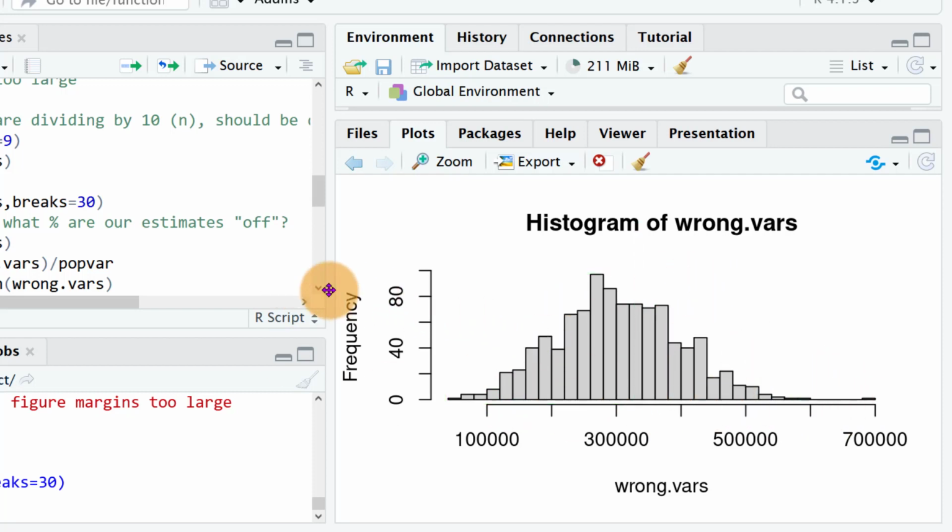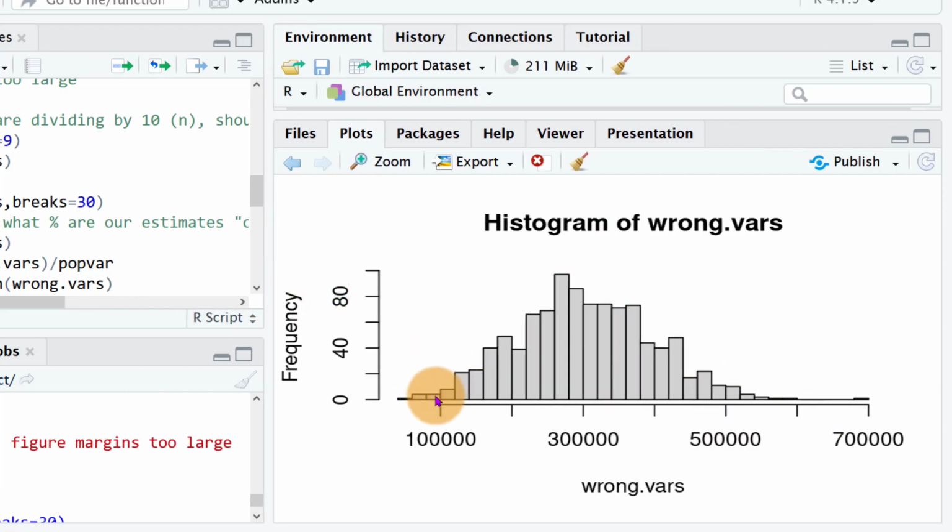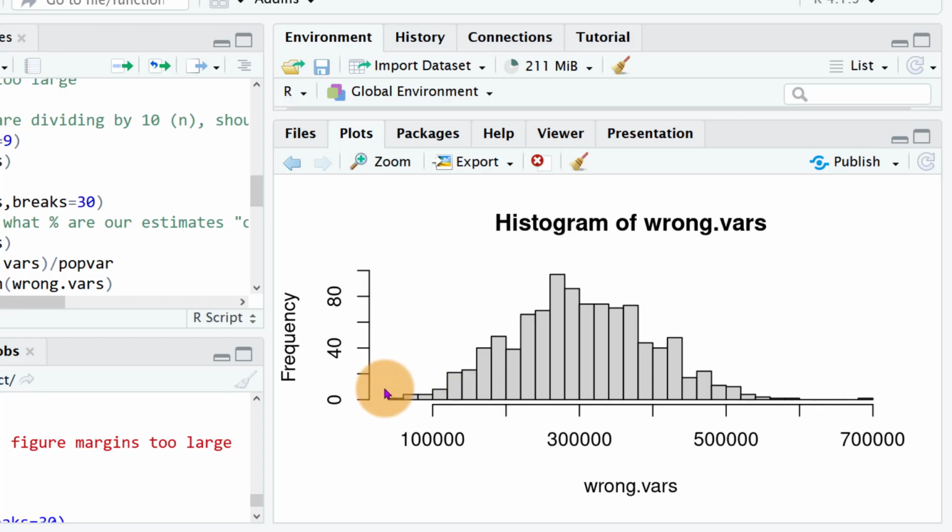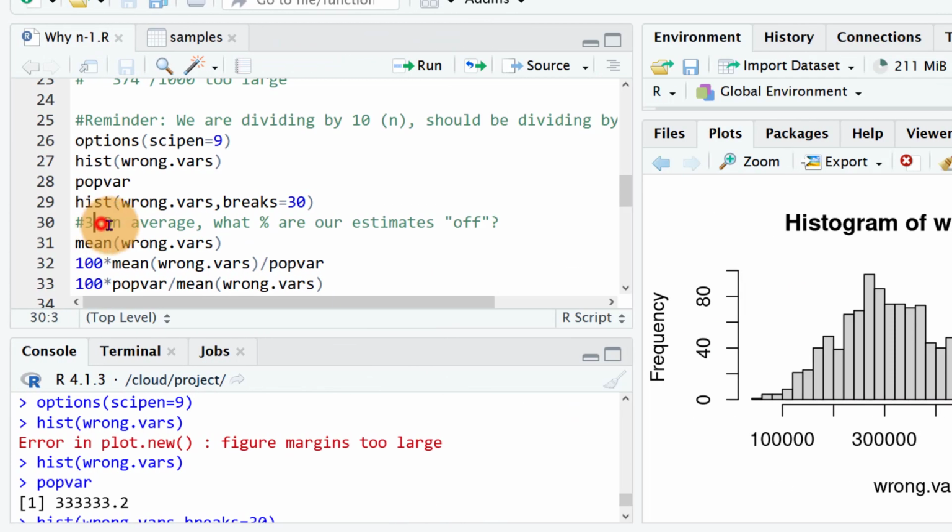Now what we're also seeing here is that this is not going to be a symmetric bell-shaped distribution. The kind of distribution we're looking at here with estimates of a population variance is an example of a chi-squared distribution. It can't be below 0, so it's kind of truncated over here at 0, and it's going to be skewed to the right. So on average, what percentage are our estimates wrong? That's what we want to know.